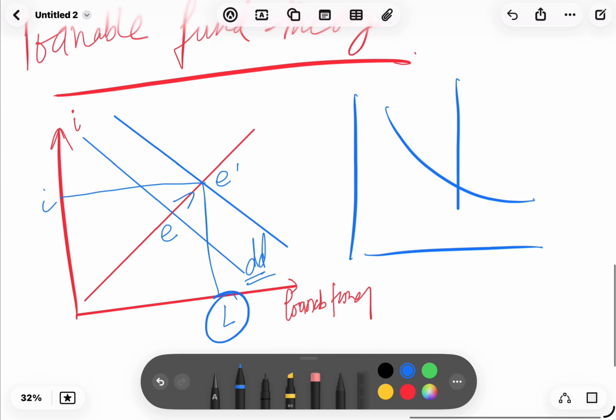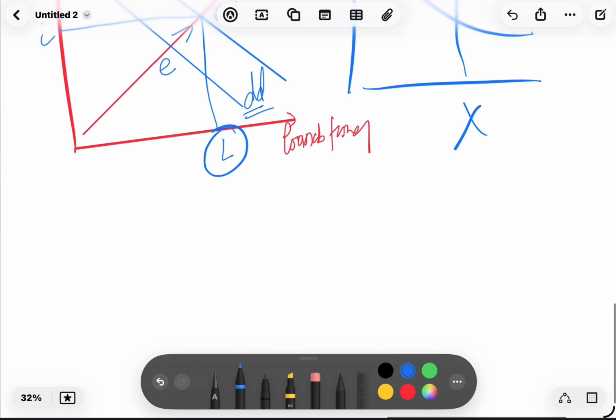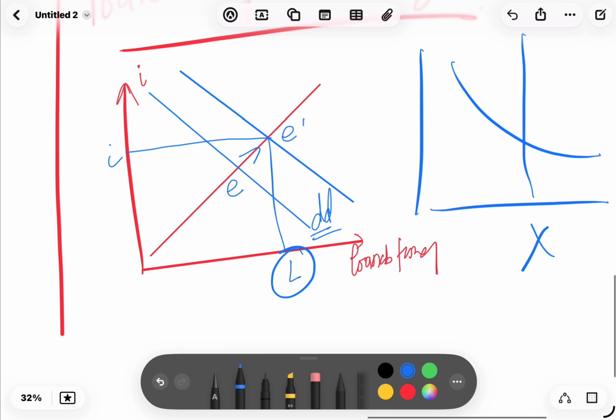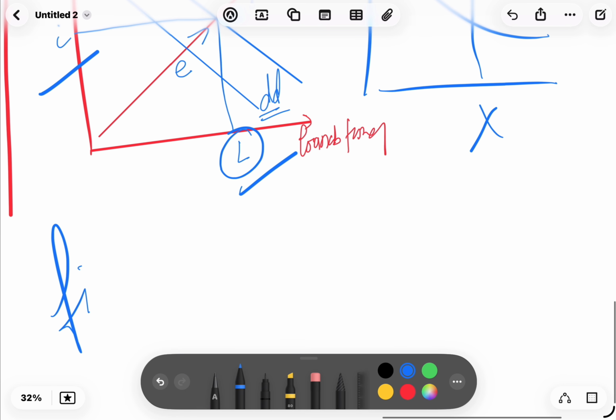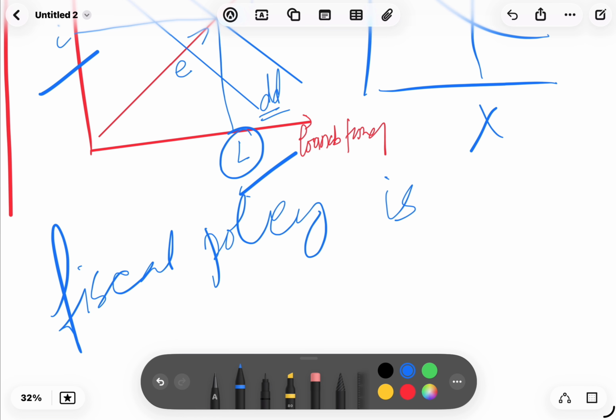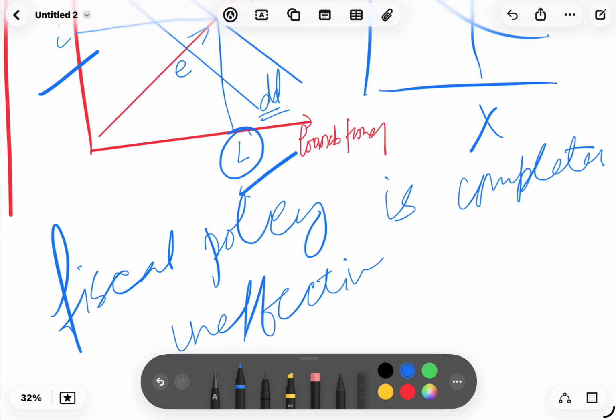ये सिर्फ यहीं पर रिवॉल्व करता था कि ठीक है इनको फंड मिल गया, that all of this happened. So fiscal policy is completely ineffective. Alright, it is completely ineffective.